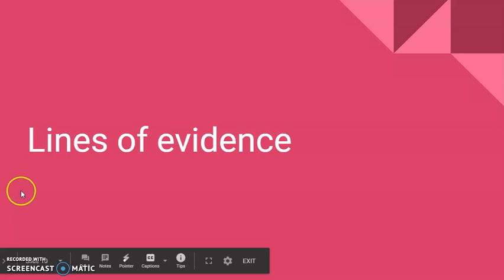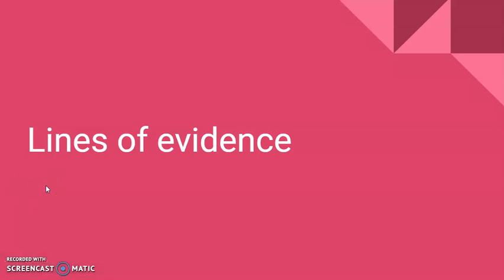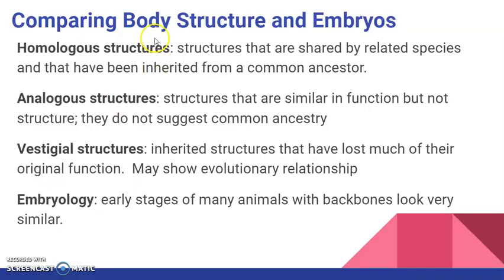All right, so let's look at some more specific lines of evidence. And I'm just going to highlight a few here. There's tons of evidence for evolution. So that's why we call it the theory of evolution, because this is really what the vast majority of scientists believe. So we talked a little bit in the fall about body structure and embryos.